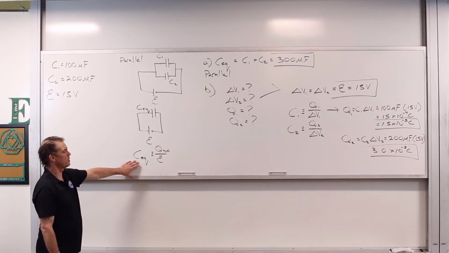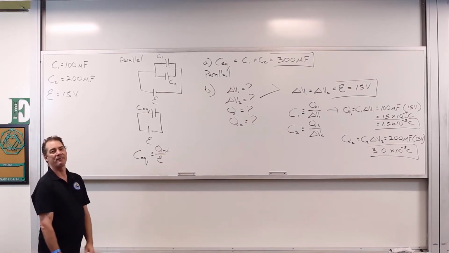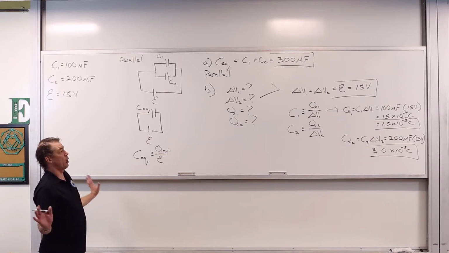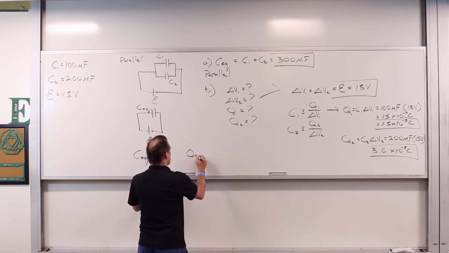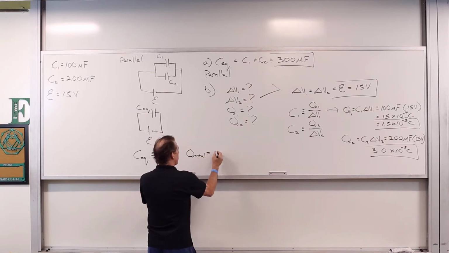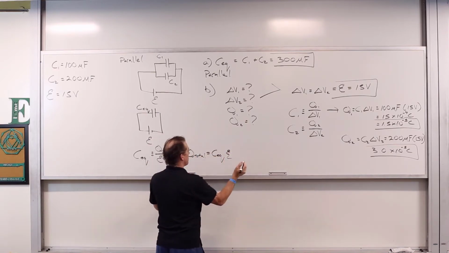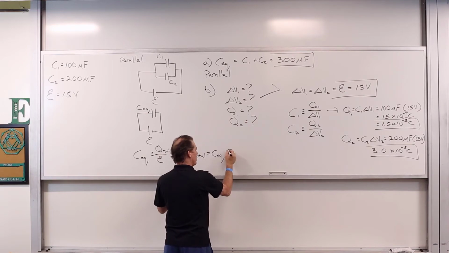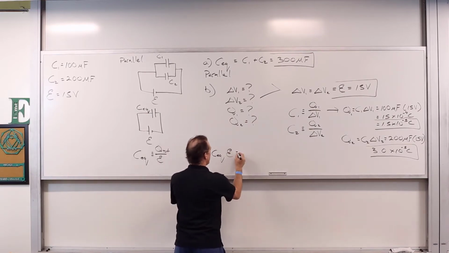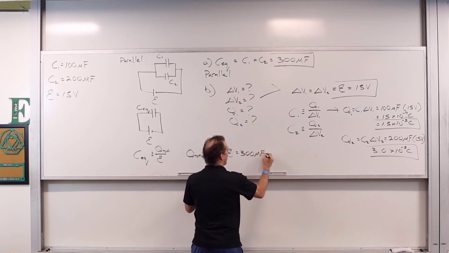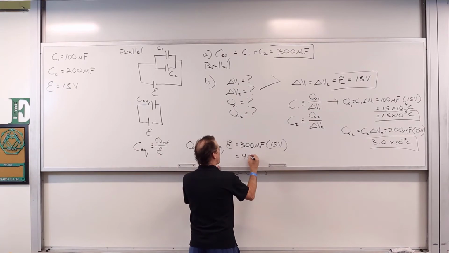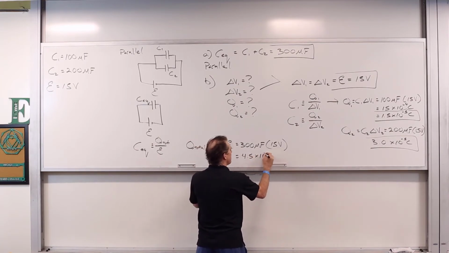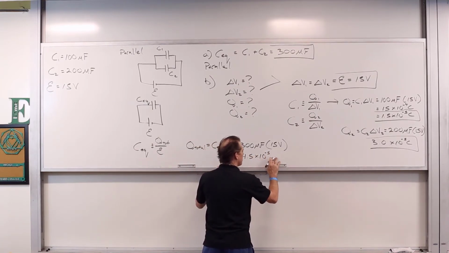What would be the charge stored by this one? 4.5 times 10 to the negative 3. If I went ahead and solved it out, even though we're not asked for it, we'd have the Q total would have to be equal to CEQ times the source potential. And what do we have? 300 microfarads multiplied by 15 volts would be equal to 4.5 times 10 to the negative 3 coulombs.